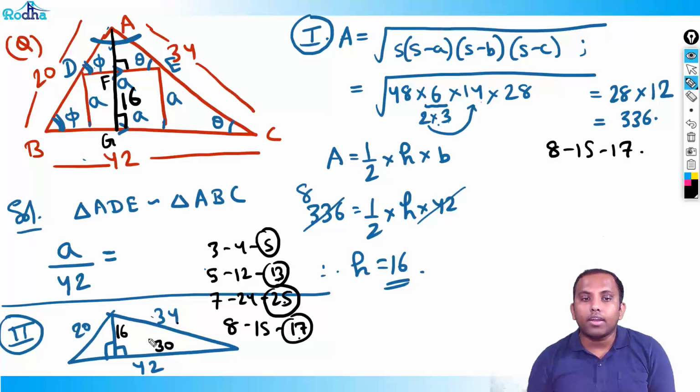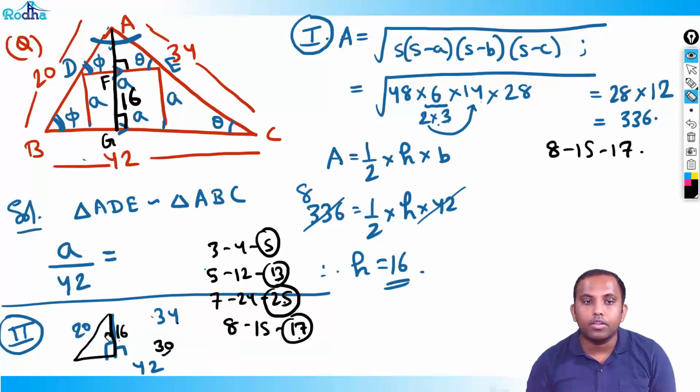Now I can't write this side as 30. Why? Because this is a triangle, and in a triangle the hypotenuse is the longest side. And 20 is the hypotenuse, the longest side. So this side can't be 30. So it should be 30 on this one and 16 here. So this is the funda behind it.